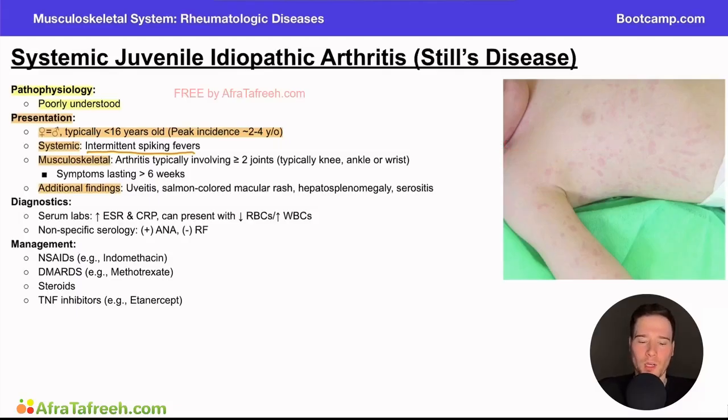In this case, it's important to know also that these children typically have arthritis involving more than 2 joints. This often affects the knee, ankle, or wrist. And this is, again, a unique constellation of findings. It's one thing for a child to have intermittent spiking fevers, but why would a child have arthritis?